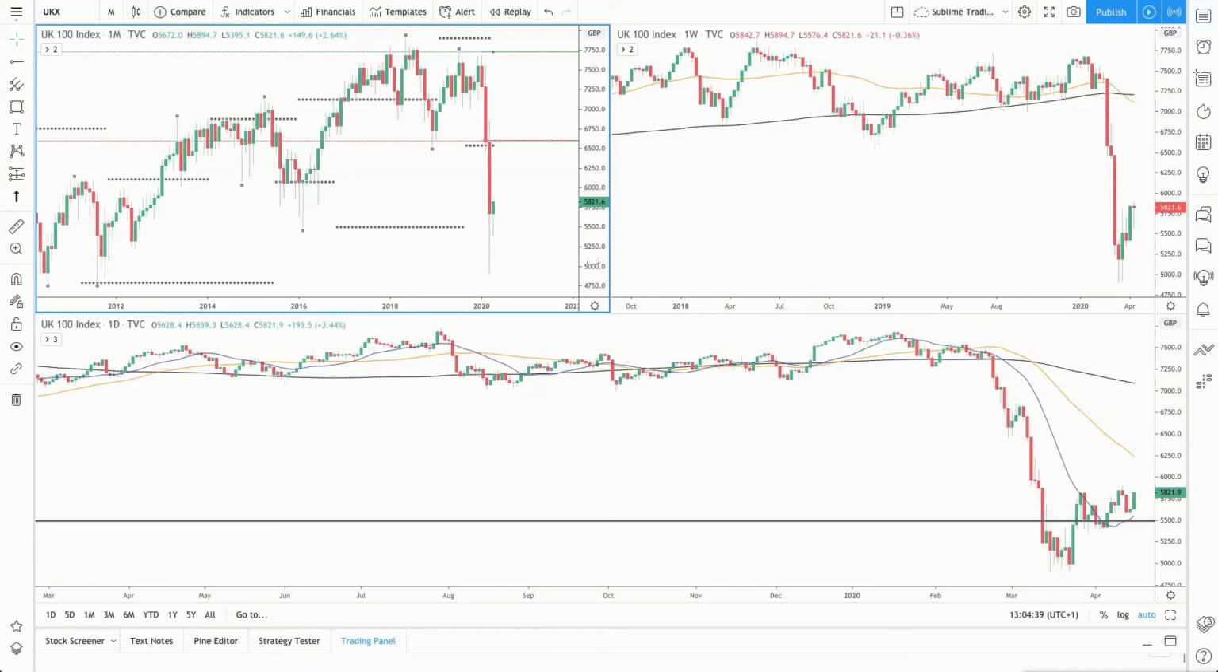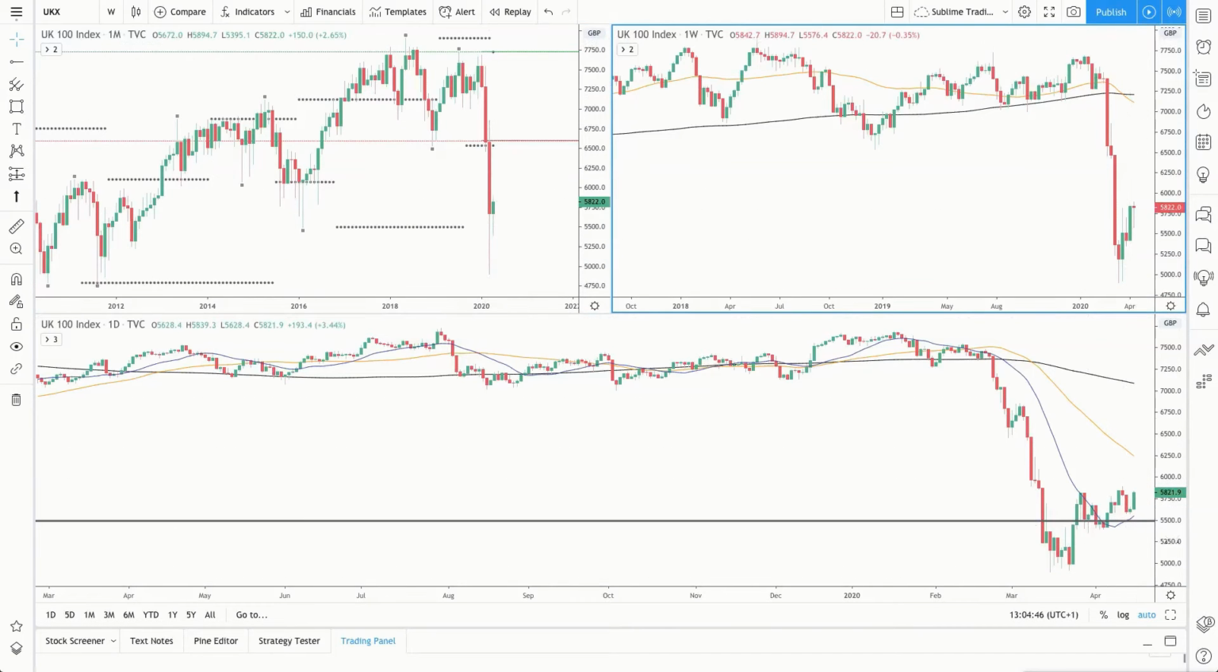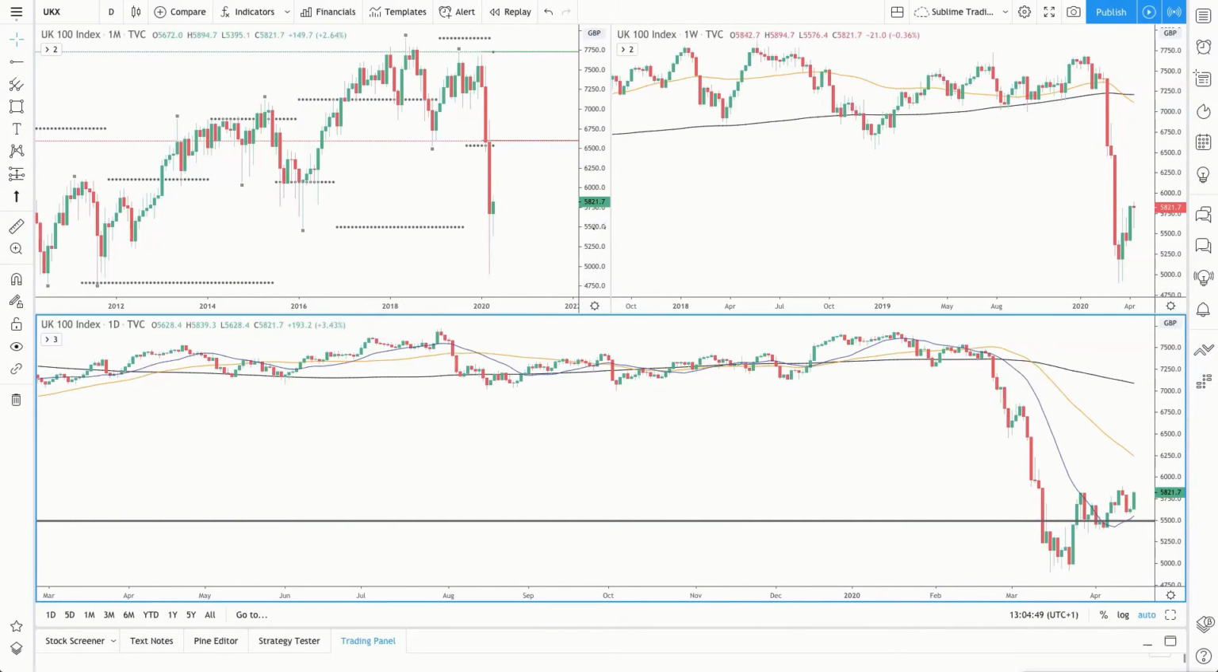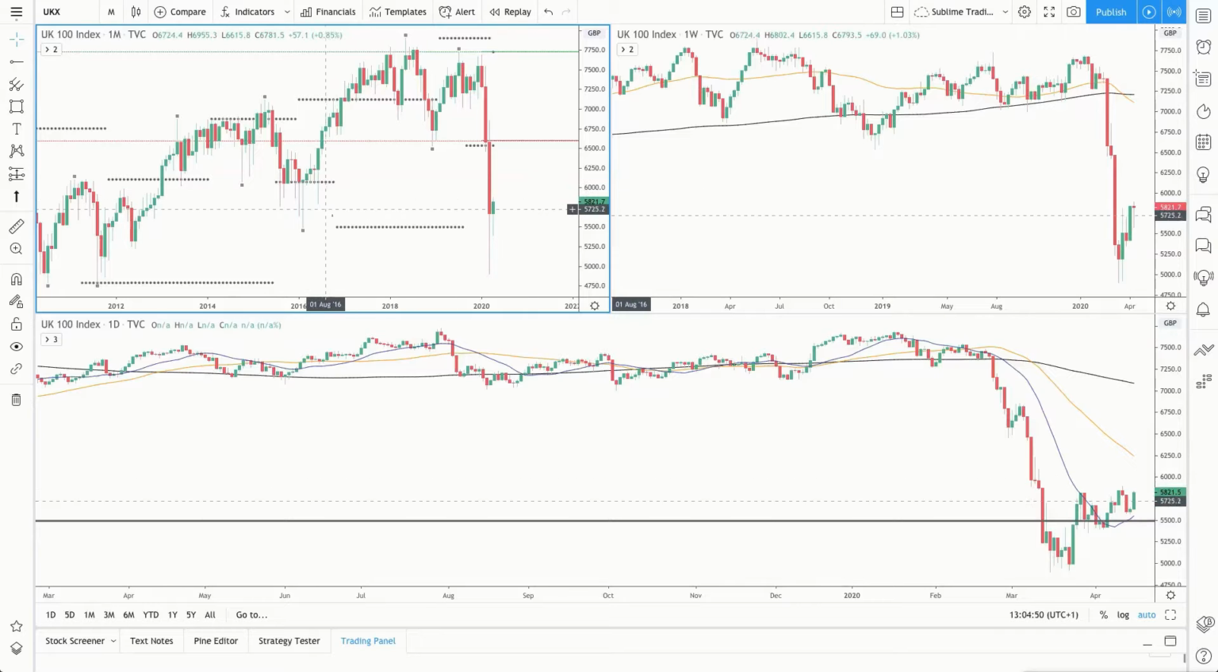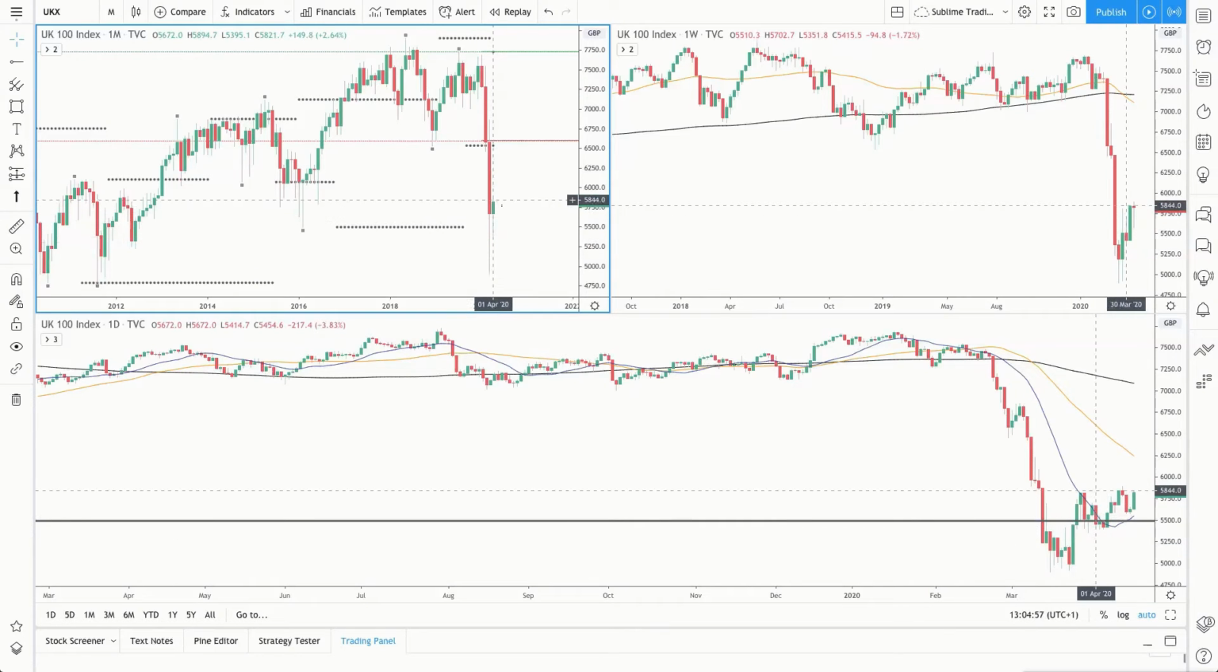Okay, so let's start with the FTSE 100. This is our three-screen setup. We have the monthly in the top left, weekly in the top right, and we have our daily chart at the bottom. If we start with the monthly time frame, we know that price is finding support at the low of 2016. We can see April is a bullish looking candle, and so we could potentially be seeing a bullish end to the week.